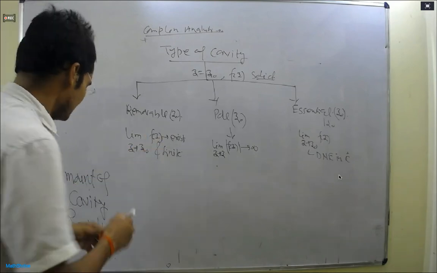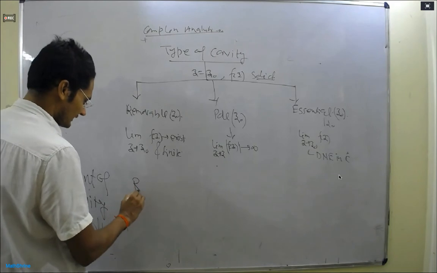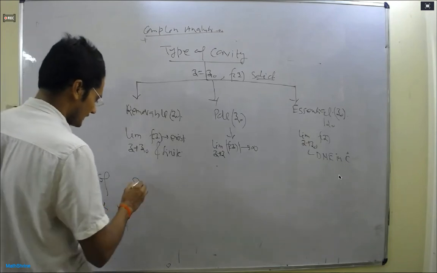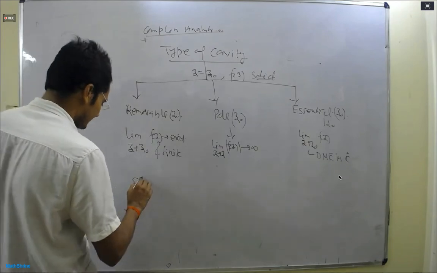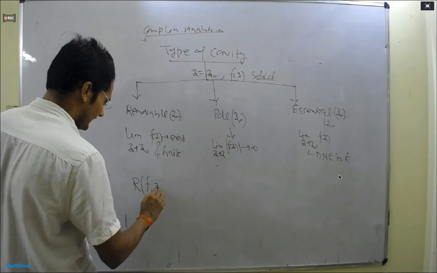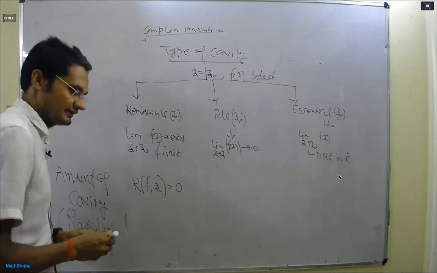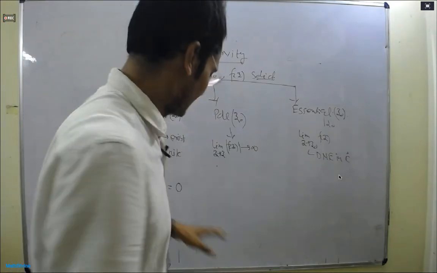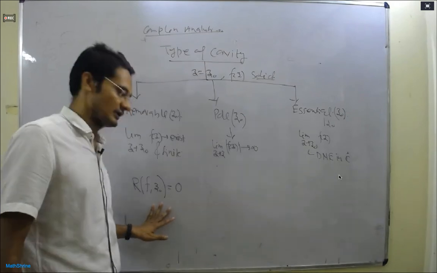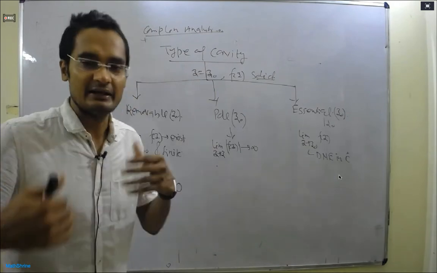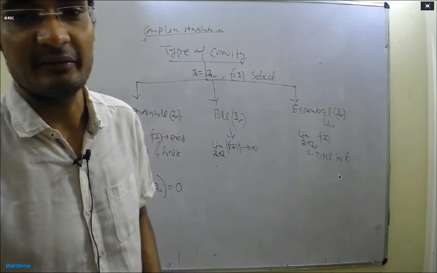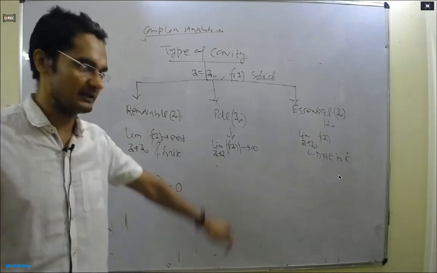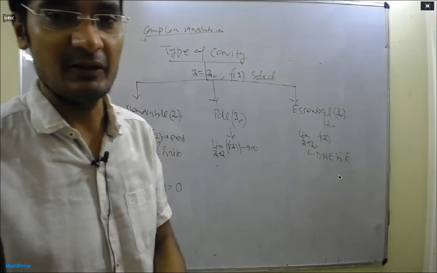So removable: how will we write the residue of the function f at the point z naught? It is equal to 0, meaning there is no cavity at all. I mean, if we have some issue in our teeth, it will cure naturally, automatically, so there we don't need to do anything. In your exam, always some question will come: find the residue. That is very important.